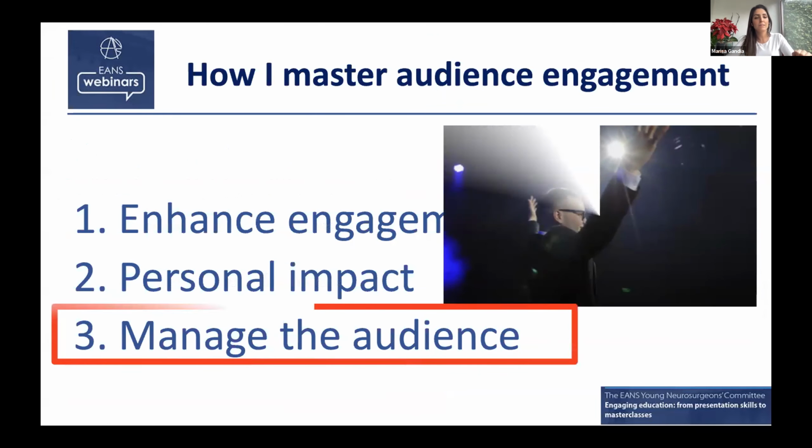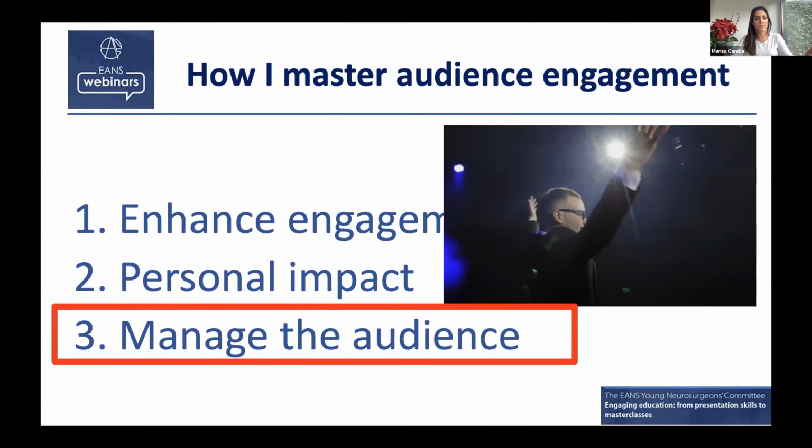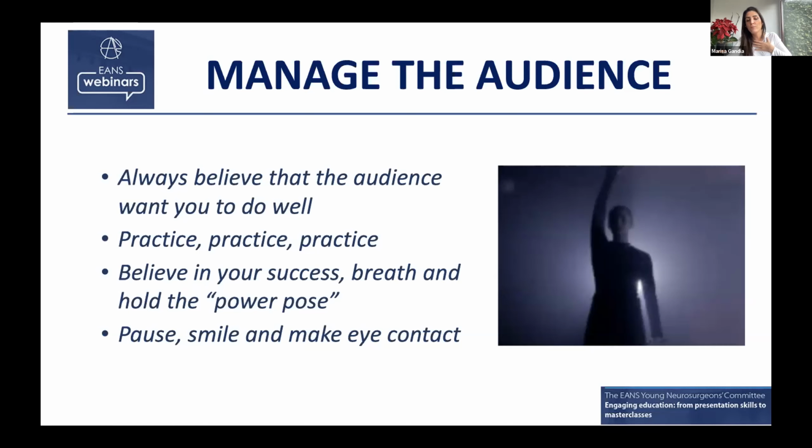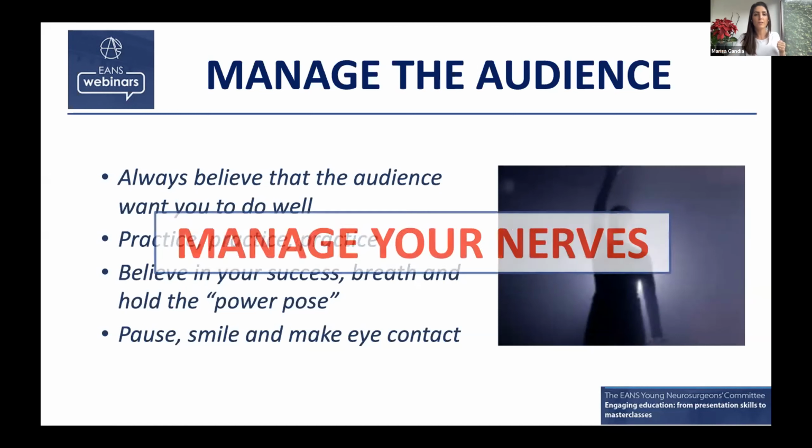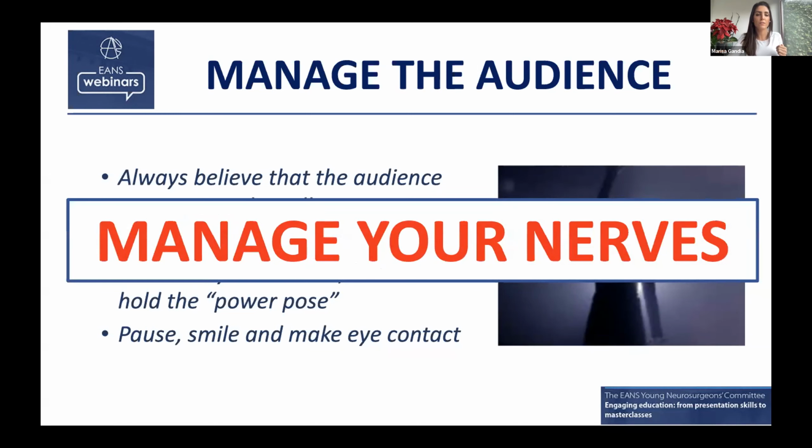The last thing is to manage the audience. And how to manage the audience? Always believe that the audience wants you to do well, and the audience is there to listen to what you are saying. So you have to believe in your success. If you get nervous, breathe and hold the power pose. The power pose is with the legs open, the feet on the floor, the chest up, breathing, and pause, smile, and try to make eye contact with the people who are listening to you. Then you can manage your nerves.